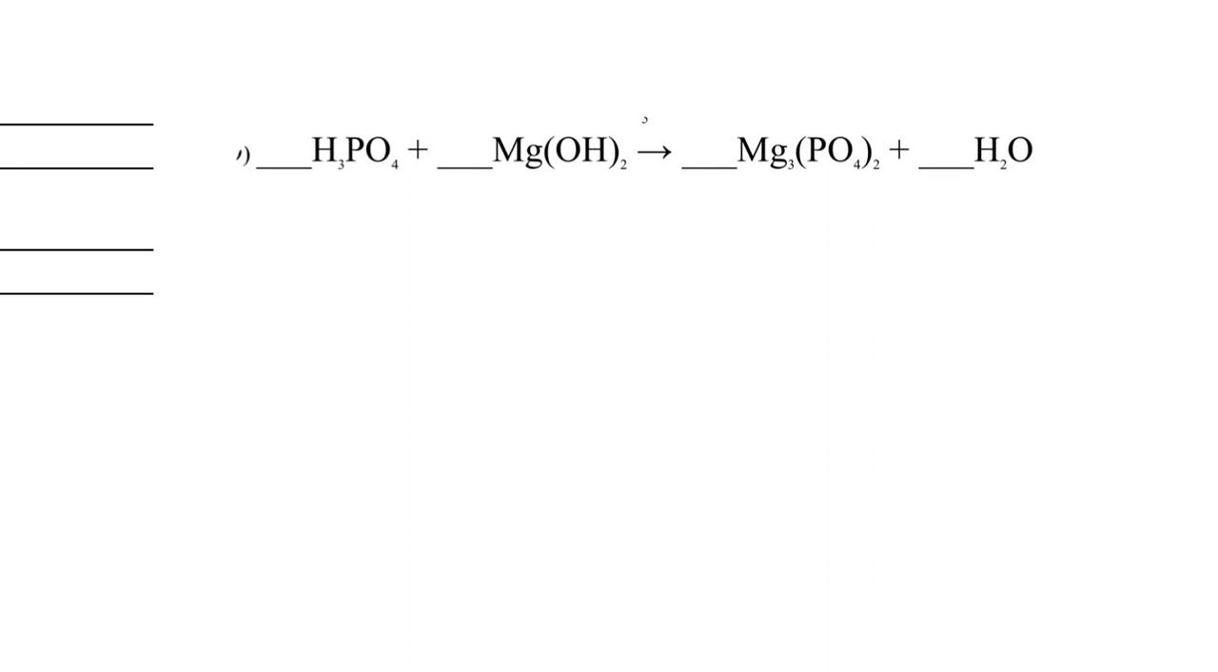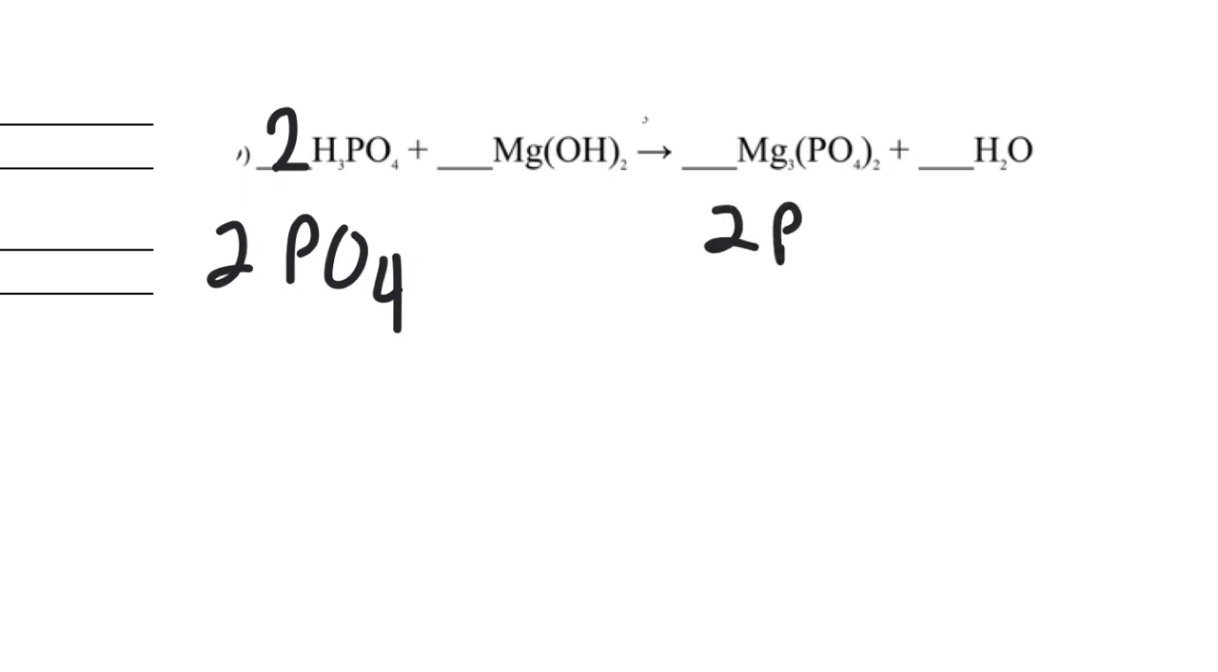So just to start off with, what we're going to do is put a 2 right here. That's the first step. Why? Because now on the left-hand side, there are 2 PO4s, and on the right-hand side, there are 2 PO4s, and we're good there.